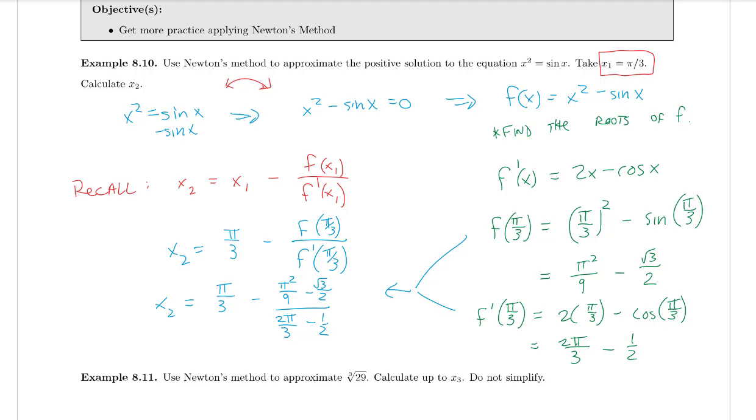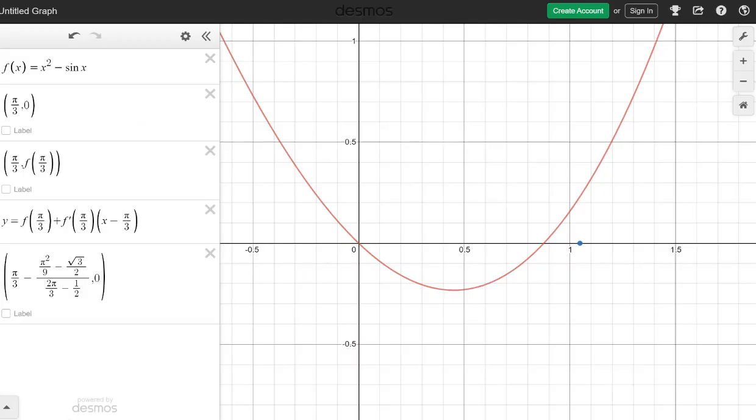So let's take a look graphically at what we just calculated. If we take a look at Desmos, so far I've inputted our original function, and the root of this function is the number that we're trying to find. We're trying to find this number right here, 0.8767. So our first guess for our x1 value is this value here at pi over 3. And then what we're going to do is put a tangent line through the point pi over 3, f of pi over 3. And then our next guess is going to be where this tangent line hits the x-axis.